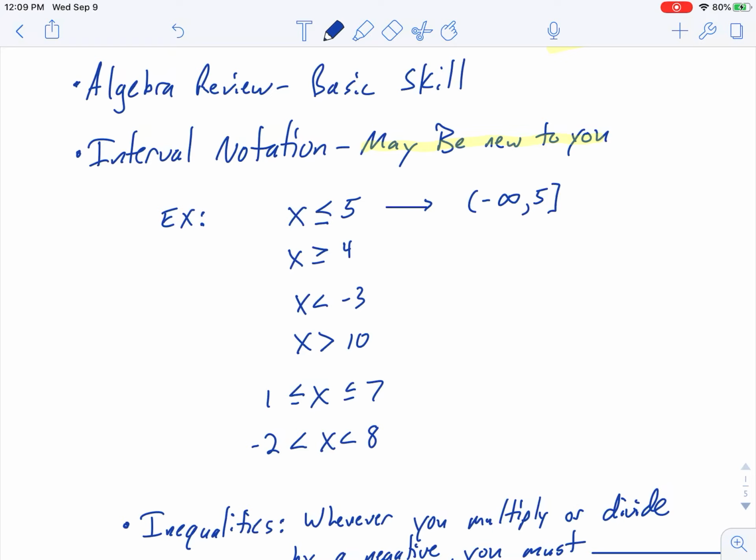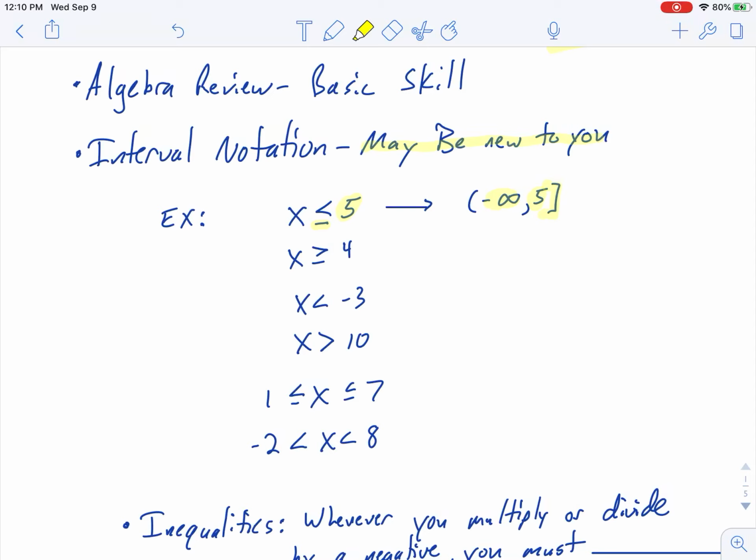Okay? So when we say it goes smaller than 5 forever, that's negative infinity. So that's what this negative infinity is for. That's like the left-hand side of this, even though there's no left because it goes forever. But this inequality ends at 5. That's what this 5 here is for. And then the bracket means we are equal to 5 or including 5.